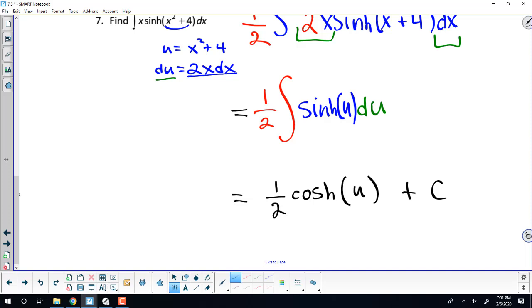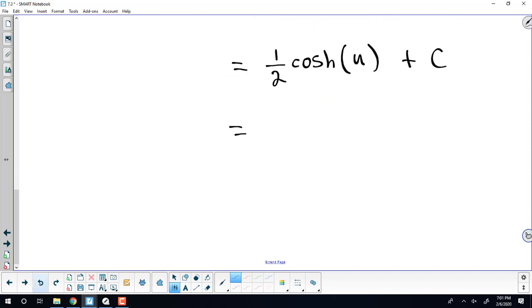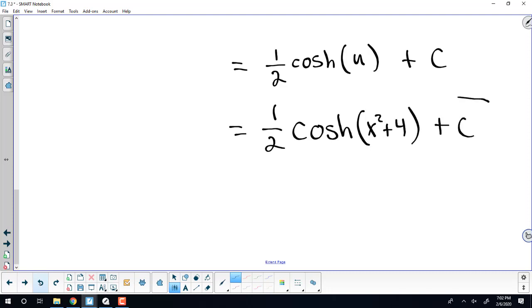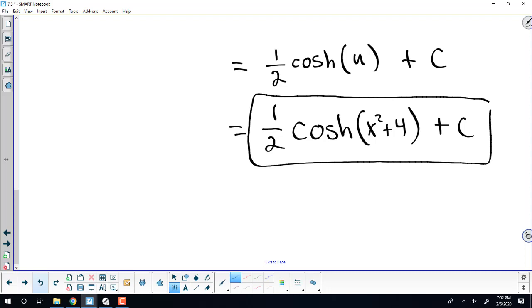And then you always want to resubstitute in terms of the original variable that was given to you, so don't leave it as this right here. Resubstitute for u, which was x squared plus 4. And that's it. If you're unsure, just take the derivative. The derivative should be the integrand that was present with the antiderivative. Okay, does anybody have any questions?